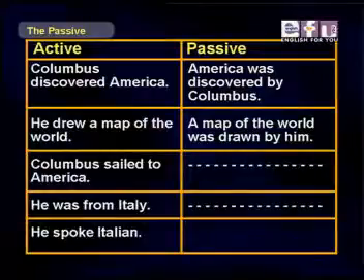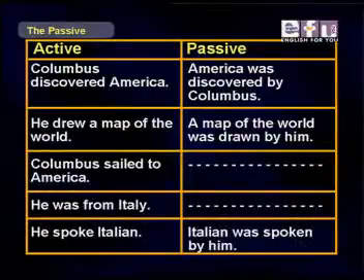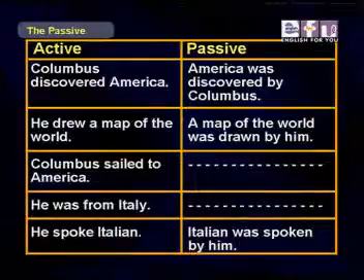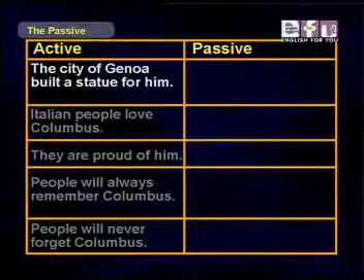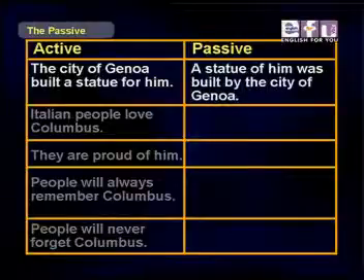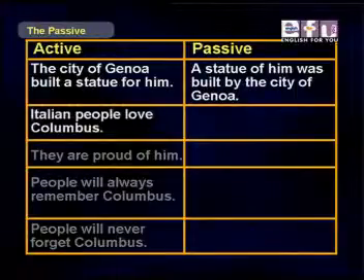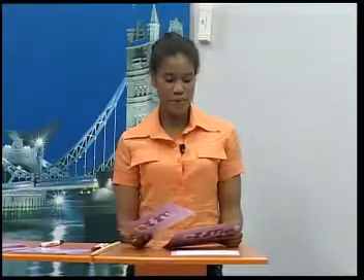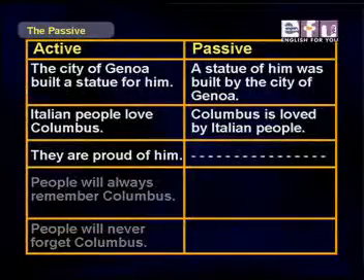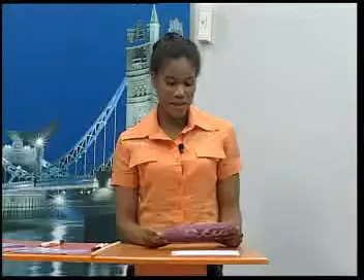He spoke Italian. Okay. Italian was spoken by him. It sounds kind of strange. It does, but it's correct. Okay, Sylvia, the city of Genoa built a statue for him. A statue for him was built by the city of Genoa. Good job. And you do the next one. Italian people love Columbus. Columbus is loved by Italian people. Linda, you continue. They are proud of him. This can't be passive. Okay, you're right.